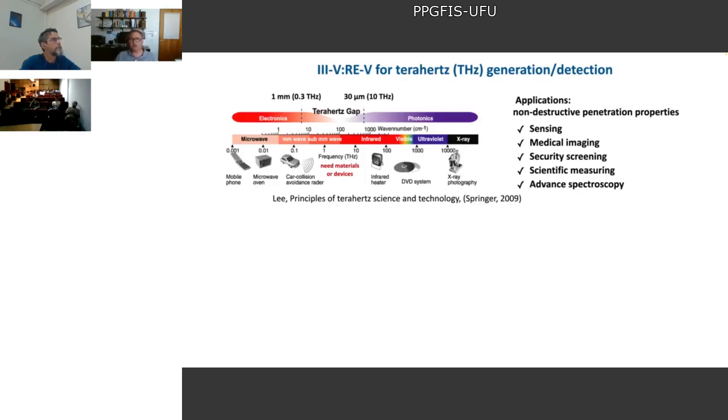Here in Delaware, we are very much interested in materials for terahertz generation and detection. This is part of our MERSAC.